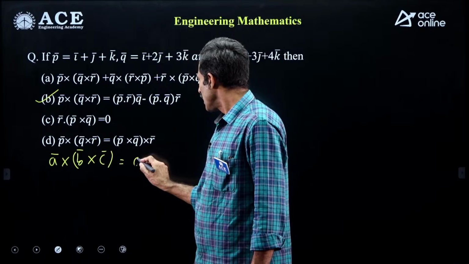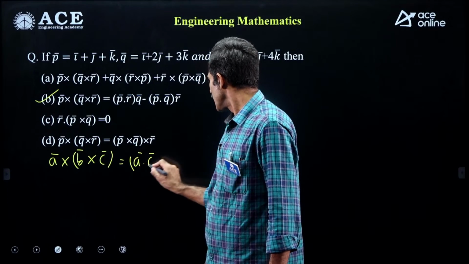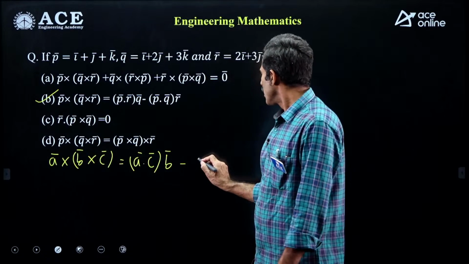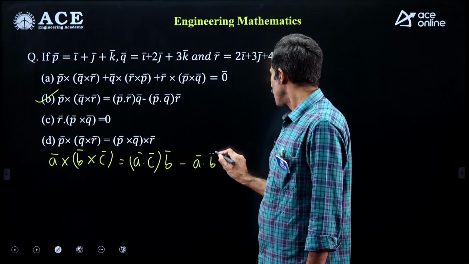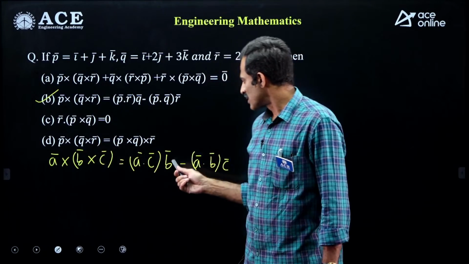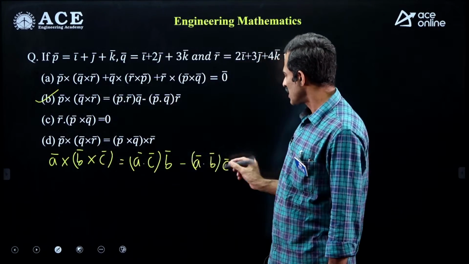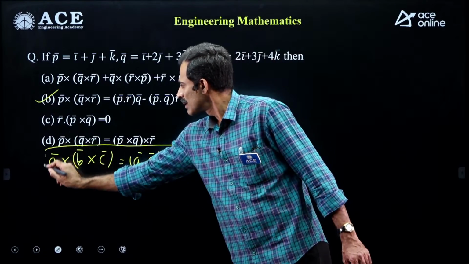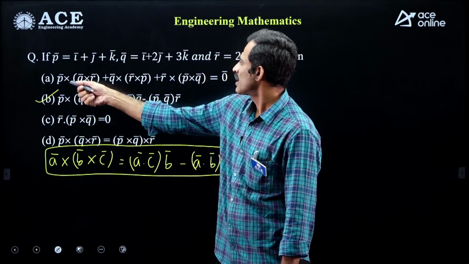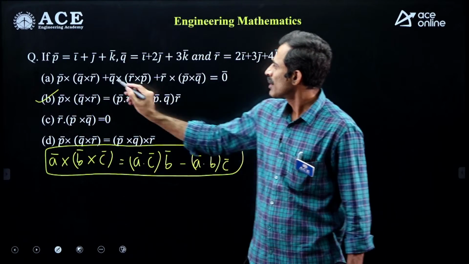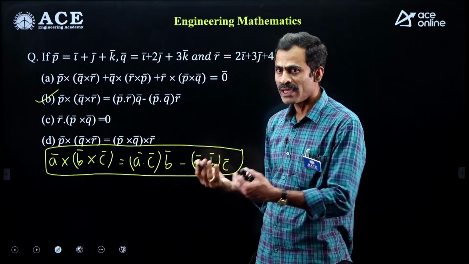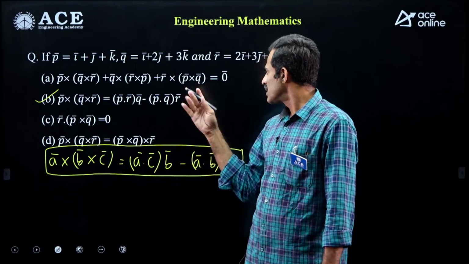This is equal to A bar dot C bar into B bar minus A bar dot B bar into C bar. Now its result is this, and this is in the form of a standard result. From this standard result we can say this is the correct statement, and using this we can check, because in place of each term we use this result and write the resulting expression, and then we check whether the sum of all this is equal to 0 bar or not.